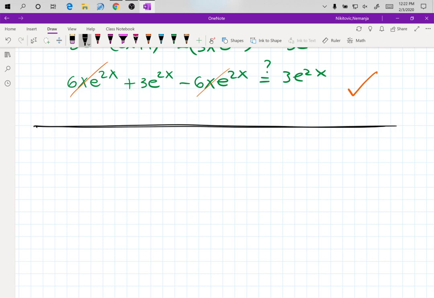16, 17, 18, 19. 19, oh, the cotangent one, I see how it is. y prime plus y cotangent x equals cosine x. Lock the doors.